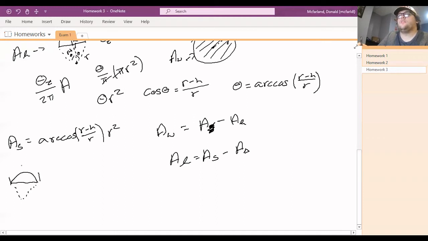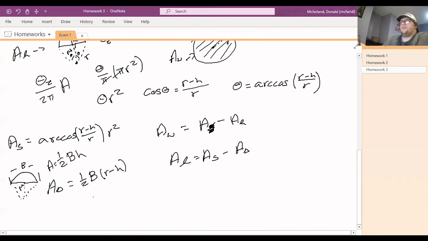This right here is an unknown length, which we'll just call B, because it'll be the base of the triangle. And recall that a triangle's area is 1/2 base times height. So to get the area of this, it'll be 1/2 base times r minus h. Now we need to find the base.